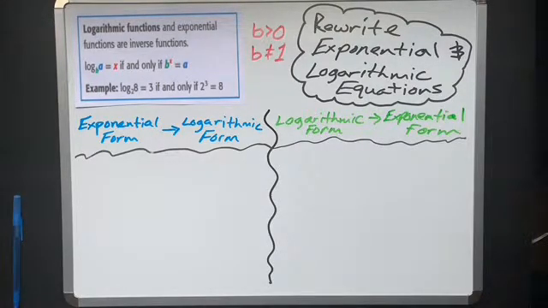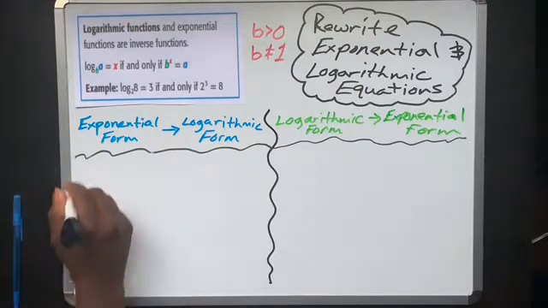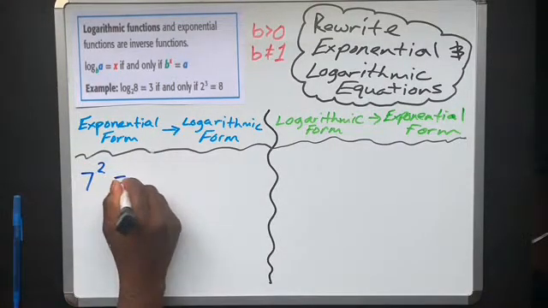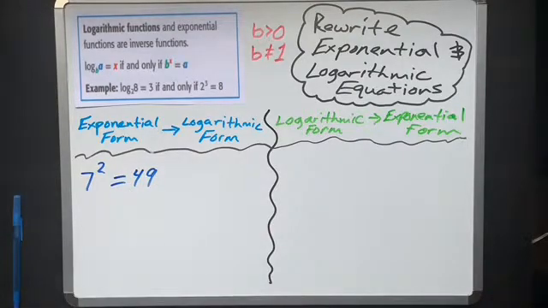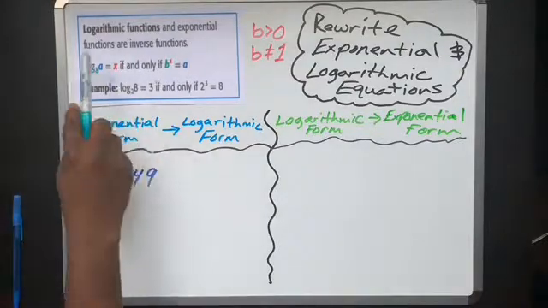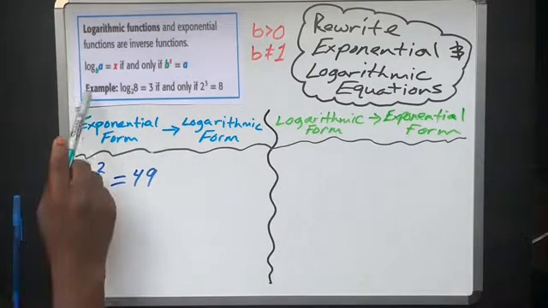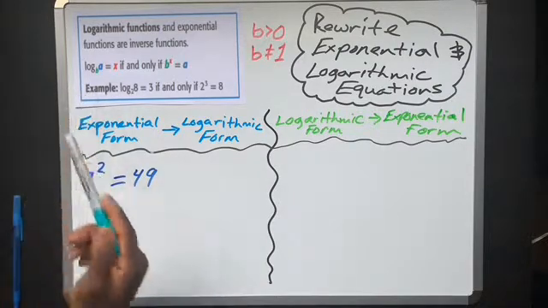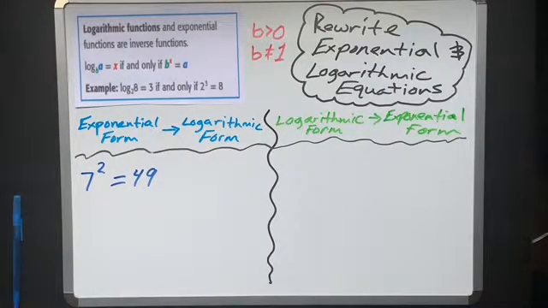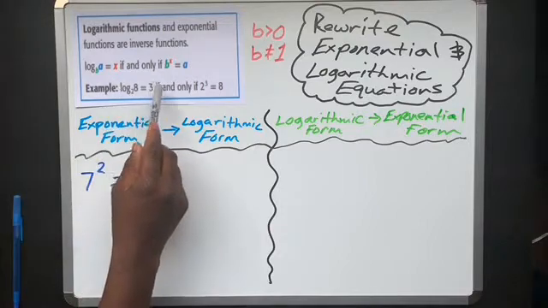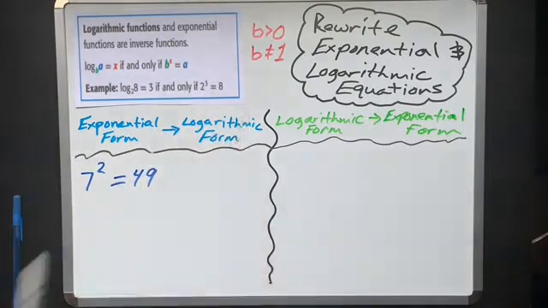So let's say I give you an equation in exponential form that says 7 raised to the second power is equal to 49. Before we get into that, let's come back and review the information up here. Notice it says logarithmic functions and exponential functions are inverse functions of each other. We have log base b of a equals x if and only if b raised to the x equals a.